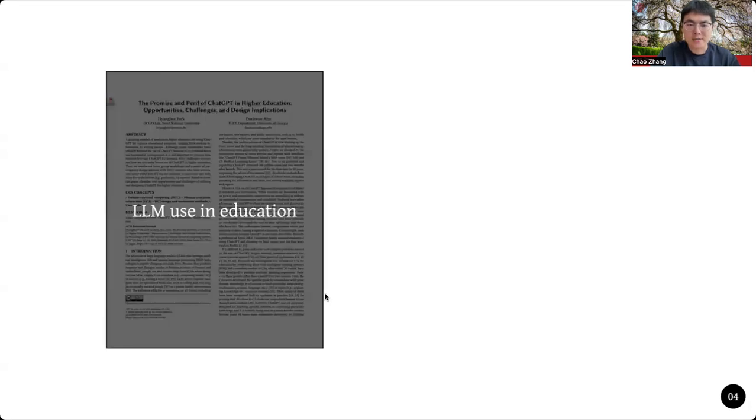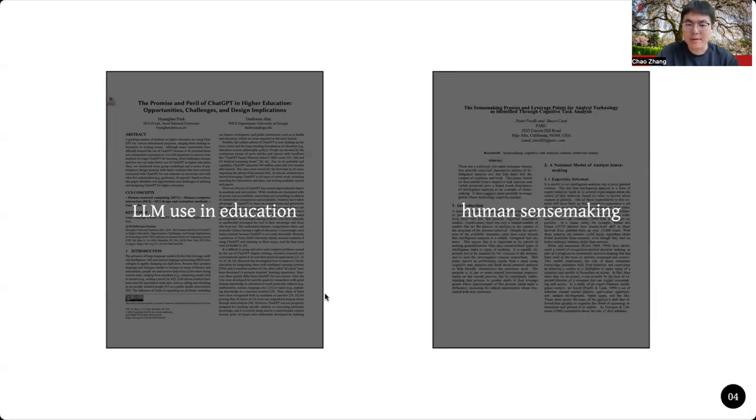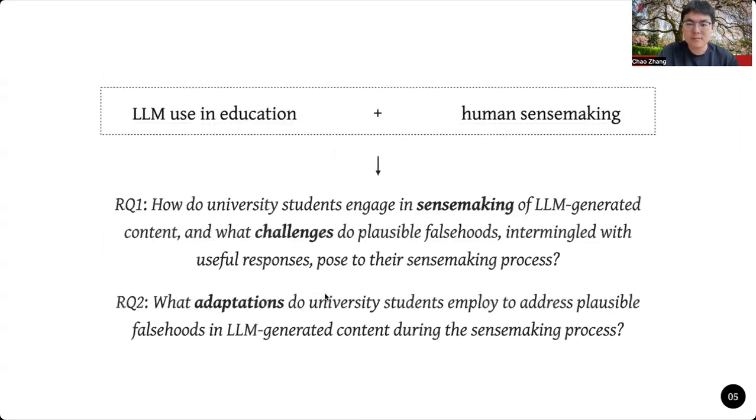As the HCI community explores all kinds of LLM-powered learning tools, we see a growing need to understand how students interact with these outputs, especially when true and false information are mixed together. To do this, we draw on sense-making theory, which helps explain how people gather, interpret, and internalize information in complex or uncertain situations. In our work, we bring LLM use in education and human sense-making together to examine how do university students make sense of LLM generated content, what challenges do plausible falsehoods pose, and how do students adapt their sense-making strategies in response to these challenges.